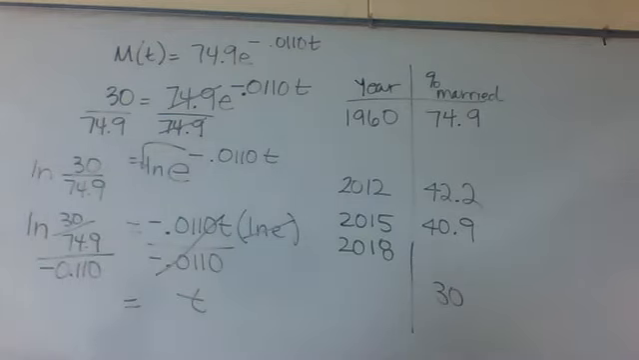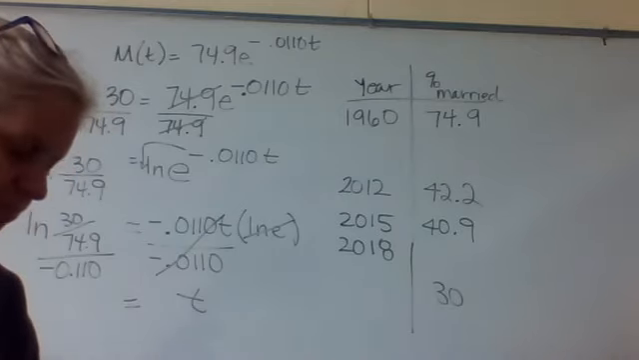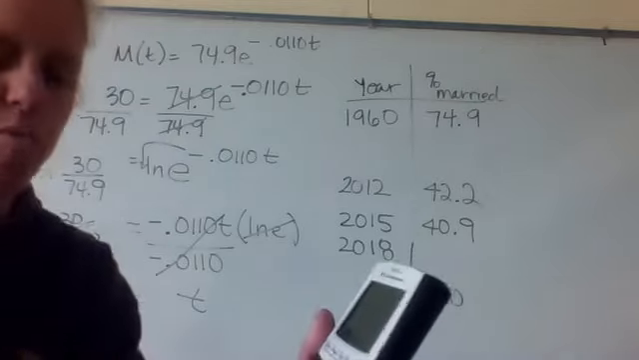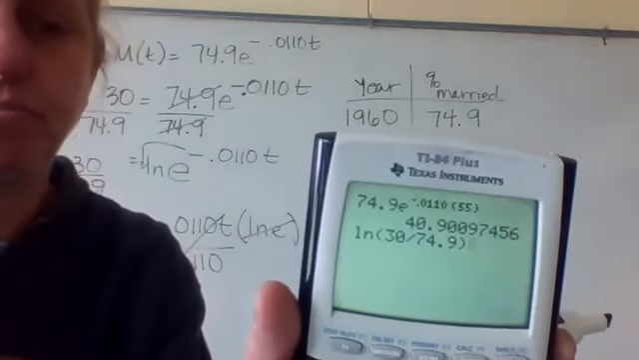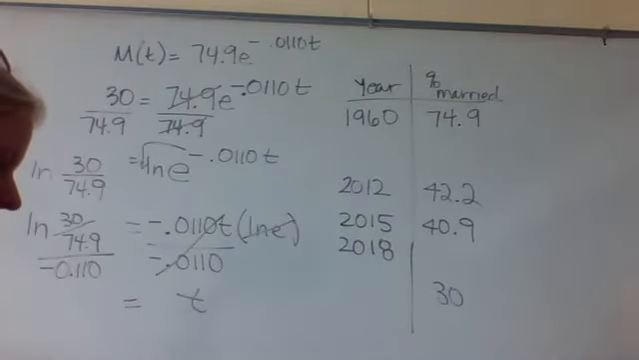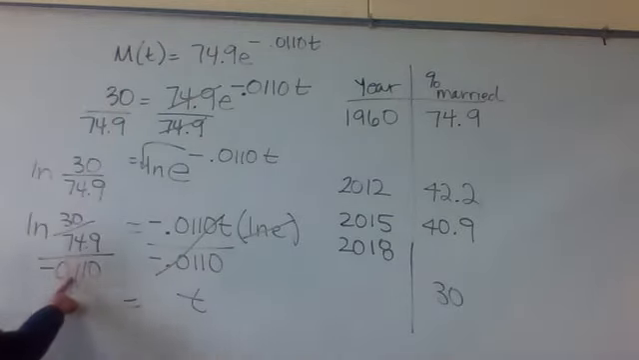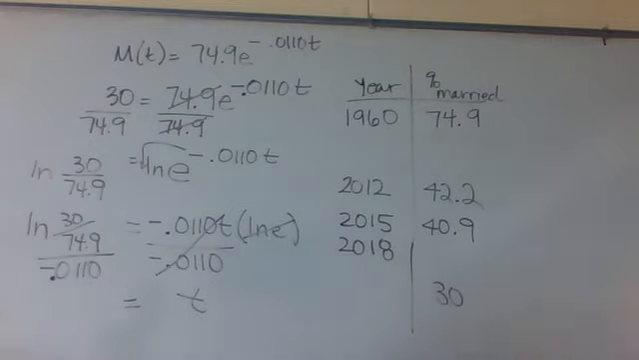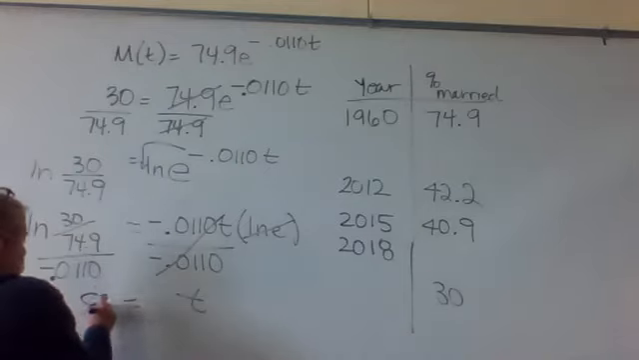Let's put this in our calculator. So ln 30 divided by 74.9. Now remember, after you type that in, close it to close out your numerator. Then divide that by negative, oh, I typed this, that's not where the decimal is. Negative 0.0110, enter. So let's see, it says to round it to the nearest whole number. So since it's 83.1, it's going to be 83.